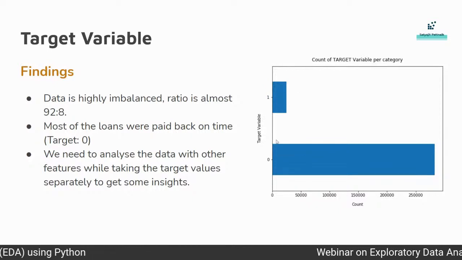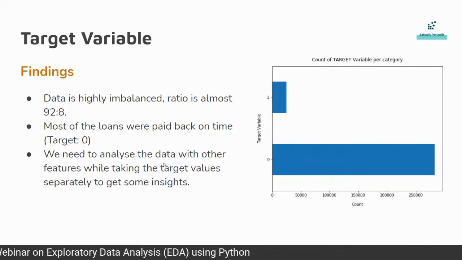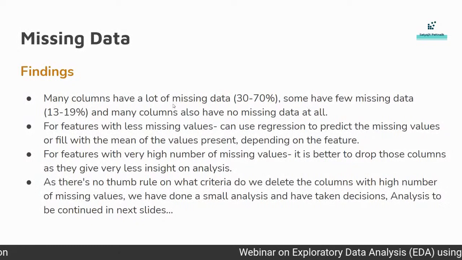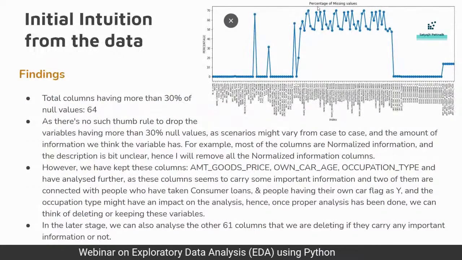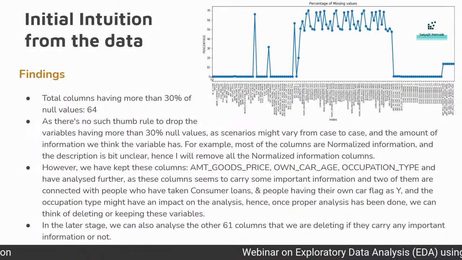Okay, we'll also analyze the 0 records, but we need more information on the people who are defaulters. So we need to analyze the data with other features while taking the target values separately to get some insights. From the missing data, we got a lot of information, right? A lot of variables have more than 50 percent missing values, and there are many variables in the range of 0 to 1 or 0 to 2.